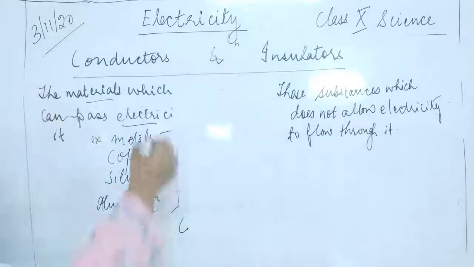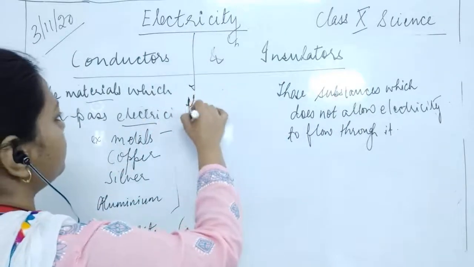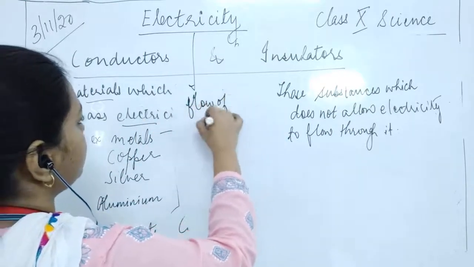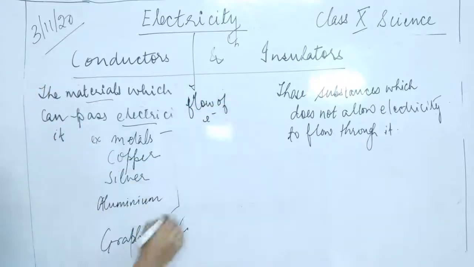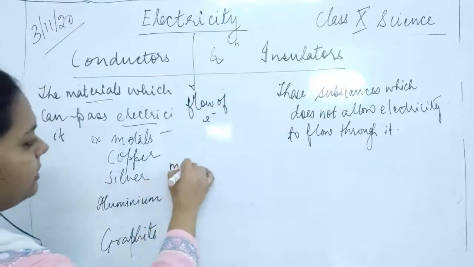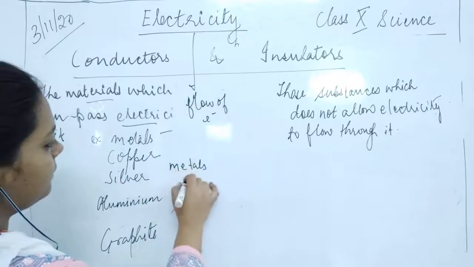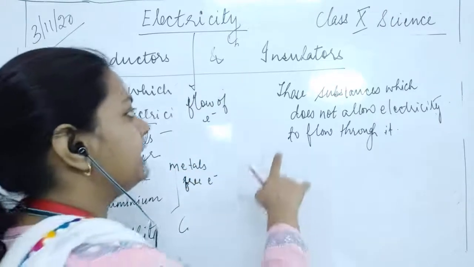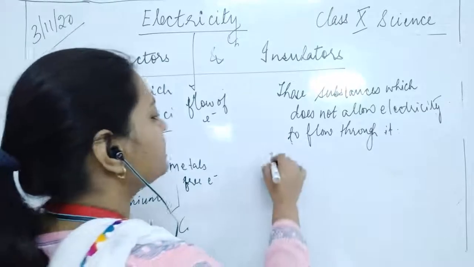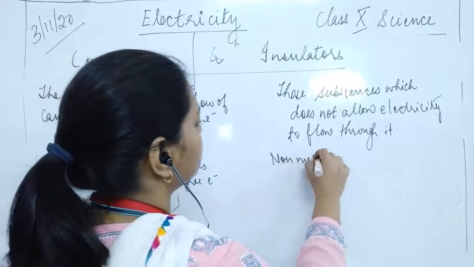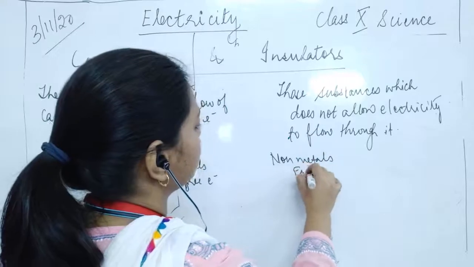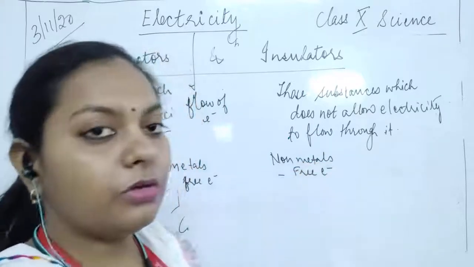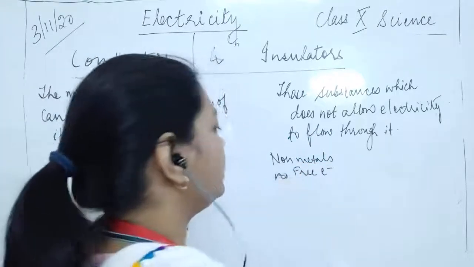देखो इलेक्ट्रिसिटी है क्या? It is the flow of electrons. मेटल्स में इलेक्ट्रॉन्स प्रेजेंट होते हैं, आपने पहले भी पढ़ रखा है. Metals have free electrons. Okay, metals have free electrons. लेकिन नॉन मेटल्स में they don't have free electrons. Okay, they don't have free electrons. No free electrons are present.